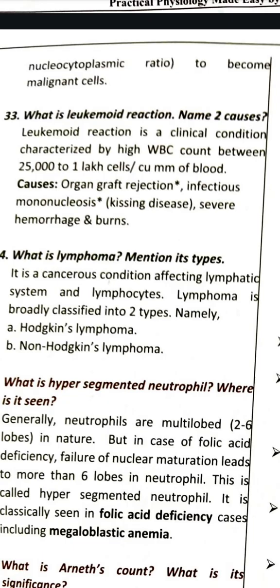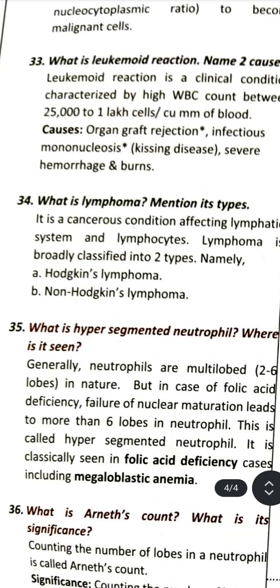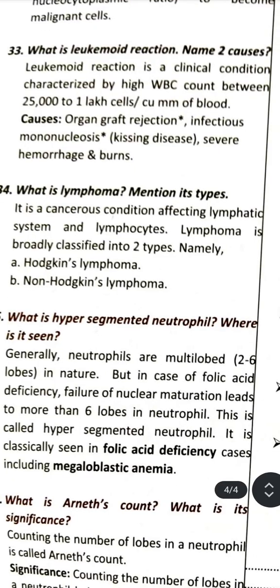Now, what is leukemoid reaction? Name any two conditions. Leukemoid reaction is a clinical condition characterized by a high WBC count, in between leukemia and leukocytosis, 25,000 to 1 lakh cells per cubic mm of blood. And what are the causes of the leukemoid reaction? Organ graft rejection, infectious mononucleosis, also known as kissing disease, and severe hemorrhages and burns.